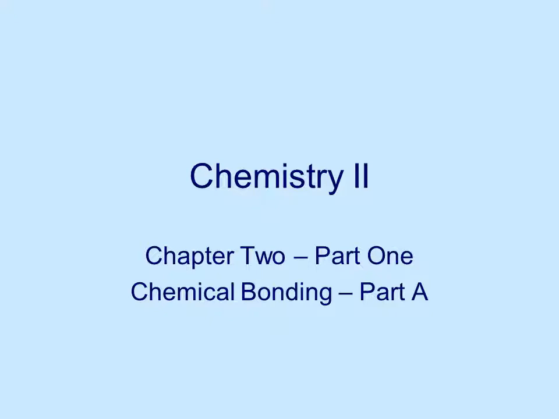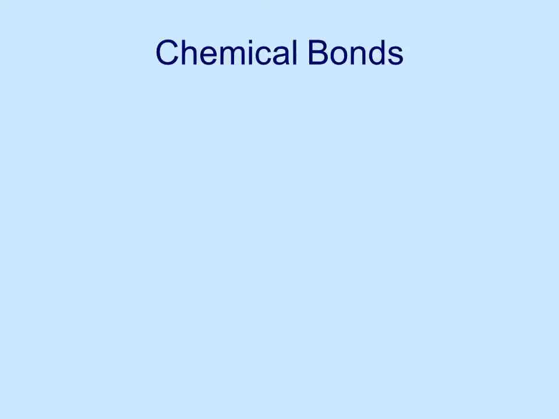We're breaking Chapter 2 into two parts. The first part will deal with the question of chemical bonding, and then next week we will take up molecular bonding, ionic bonding, this sort of thing. So today we're going to mainly talk about electrons, and then next week we'll talk about actual chemical bonds.